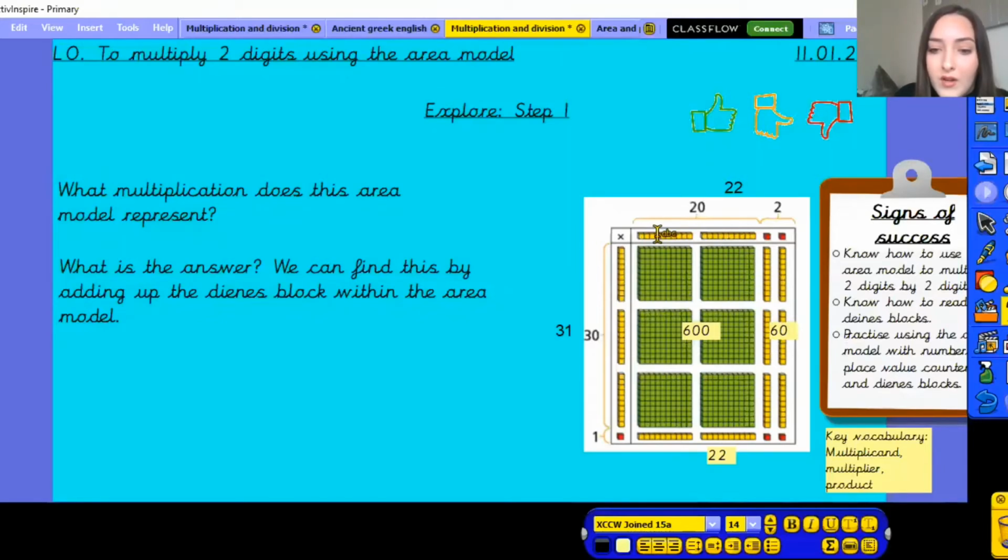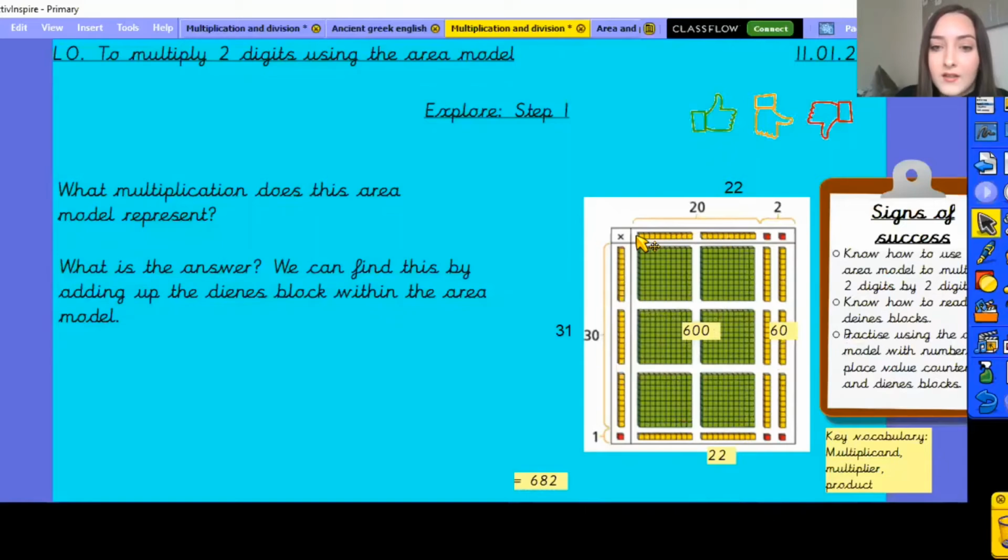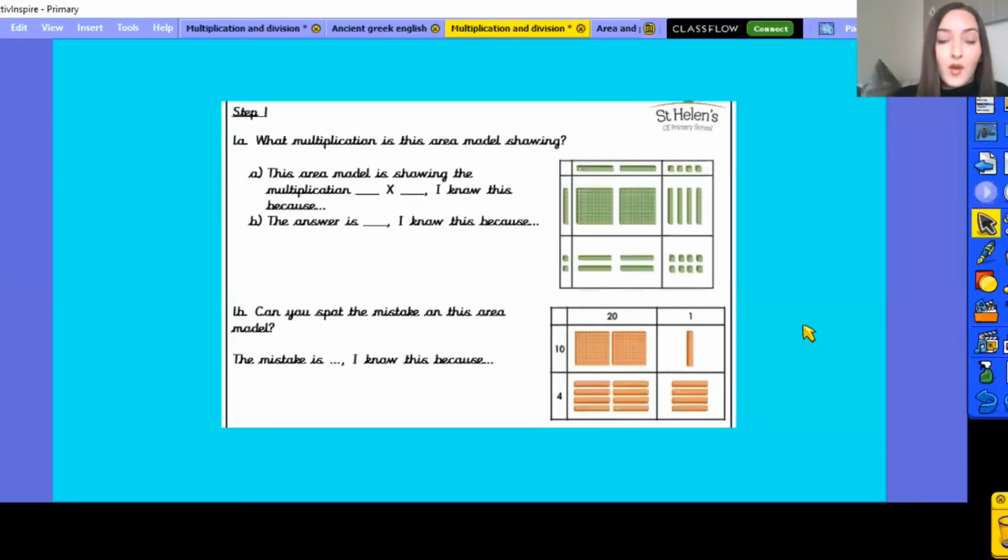So we know what each of these represent, and now we need to add up our answers. So we've got 60, 600, and 22. So altogether, that would be 682. So now we have our answer to 22 times 31 from using the area model. So well done if you got both of those answers correct. Okay, so now that I've taught you the step 1 input, I would like you to pause this video and have a go at step 1 of the worksheet in your maths book.